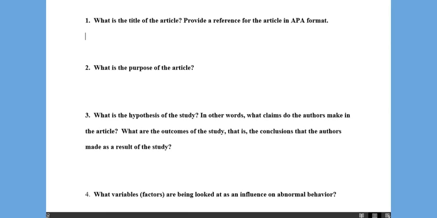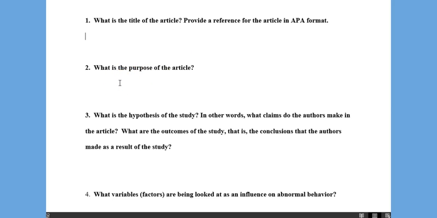For the first section, what is the title of the article? Provide a reference for the article in APA format. What you're going to include here is the reference, as it would be listed in your reference list. So it should be in proper APA format. You're going to include that here for the article.